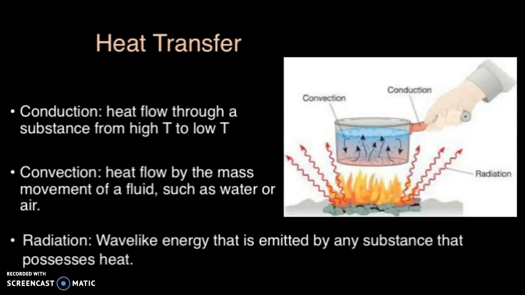Let me know. But anyways, the second type of heat transfer is convection. Convection is defined as the heat flow by the mass movement of a fluid, such as water or air. Just by that statement, you should be thinking that convection is a lot more important as a heat transfer mechanism in the atmosphere than conduction was.